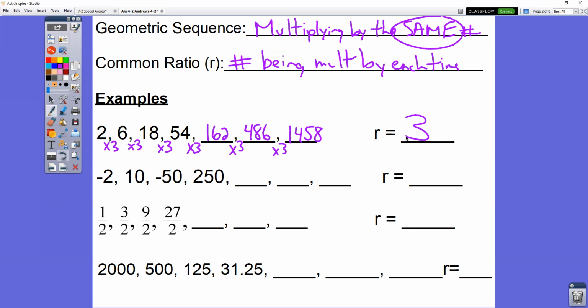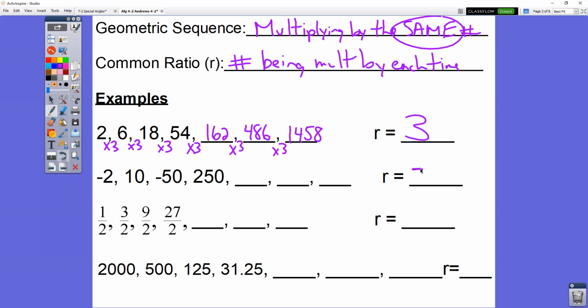Some of these numbers get pretty big pretty quickly because we are multiplying. Now, be careful. Notice in this next one, we have alternating positive and negative numbers. That's your first clue that you're multiplying by a negative. Because remember, a negative times a negative is a positive, but a negative times a positive is a negative. So when you see this alternating pattern of positive, negative, that's your first clue that you're multiplying by a negative.